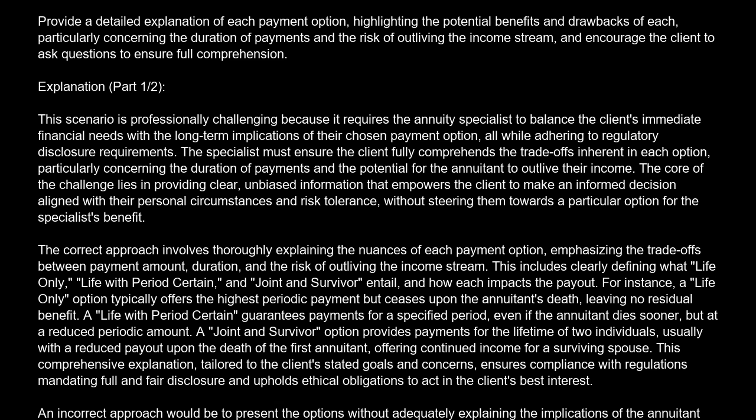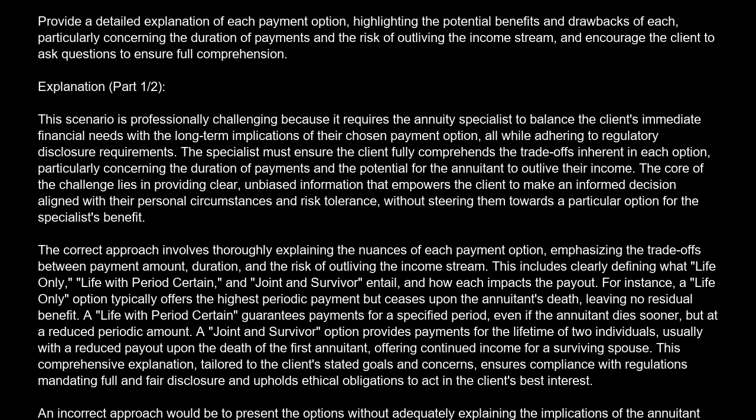but at a reduced periodic amount. A joint and survivor option provides payments for the lifetime of two individuals, usually with a reduced payout upon the death of the first annuitant, offering continued income for a surviving spouse. This comprehensive explanation, tailored to the client's stated goals and concerns, ensures compliance with regulations mandating full and fair disclosure, and upholds ethical obligations to act in the client's best interest.